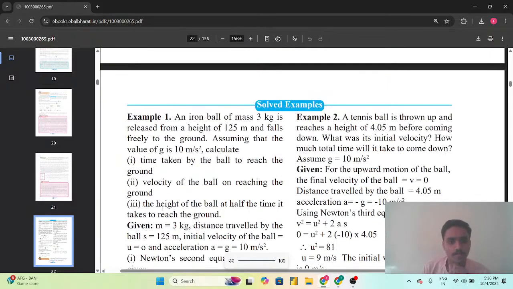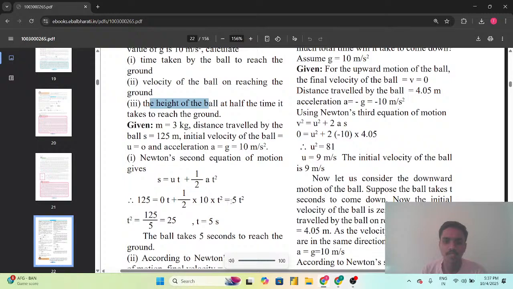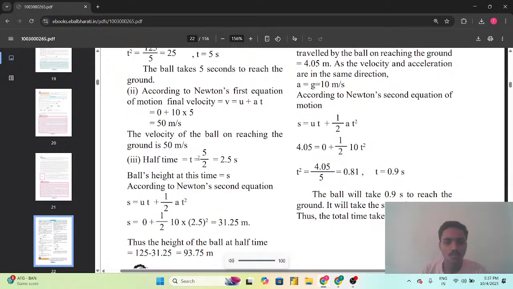Then we have to calculate the height of the ball at half the time it takes to reach the ground. So we have to find the height of the ball at the half the time. That means t by 2. So t we have calculated, that is 5 seconds. So after dividing it by 2, we are getting the time 2.5 seconds. So we have to find the ball height at this time s.